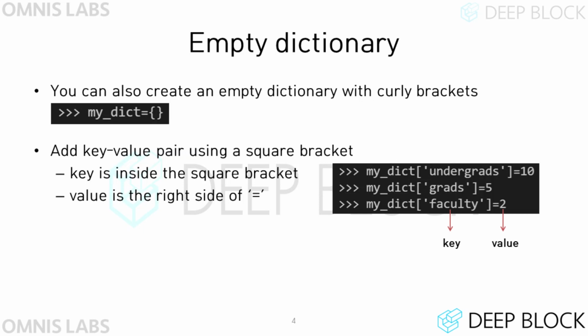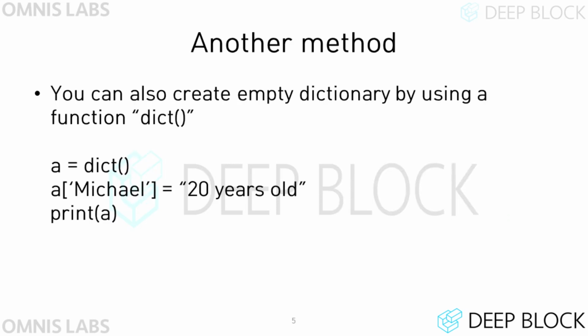An empty dictionary can be created using curly braces. If you want to add a new item to any dictionary, put the key value in square brackets as follows, and assign the value to the location of the key. An empty dictionary can also be created using the function dict.